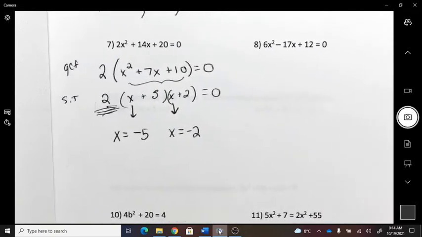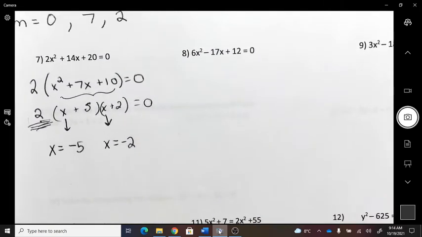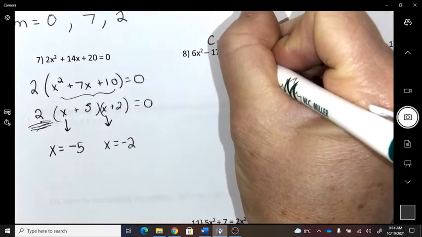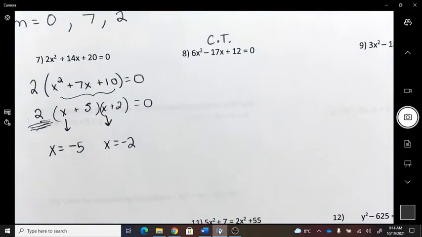Okay, number 8. What do you think is the strategy? I don't think I can GCF anything out, can I? Because, like, for instance, 17 doesn't divide by anything. What else would I do here? Complex. It's a complex trinomial. So, how do you start complex factoring?